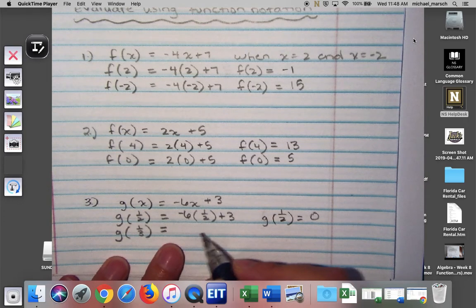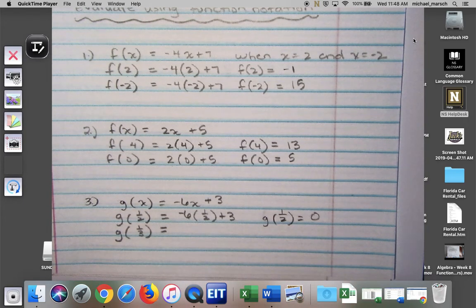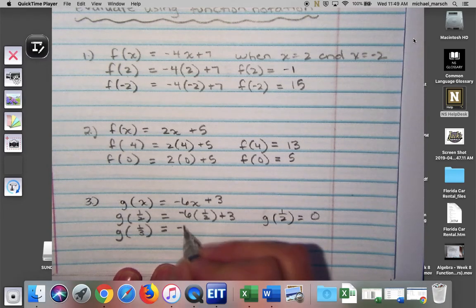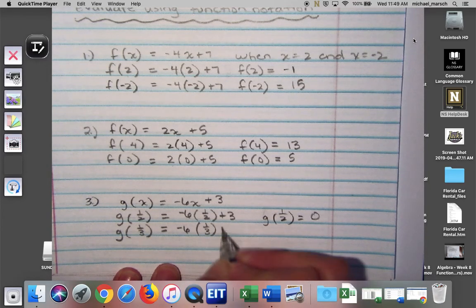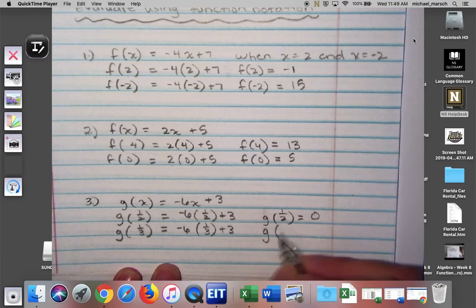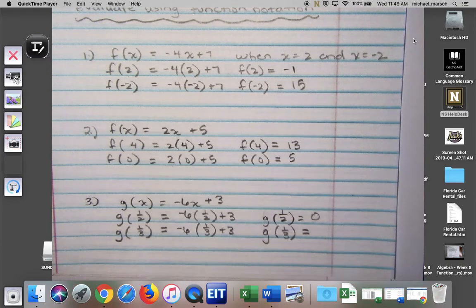And how about the function of 1/3? Where's the 1/3 going to go? Katie, what do you think? Great. So what is the function of 1/3? Who haven't I heard from? Nathan, what's it going to be? 1. Great. Because -6 times 1/3 is -2, plus 3 is 1.